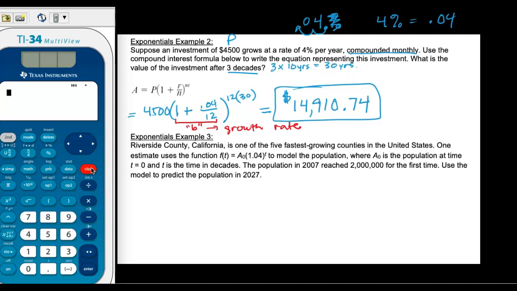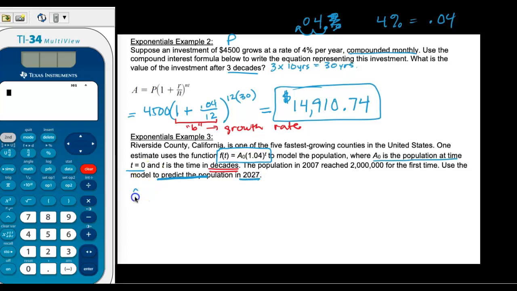Okay, so last example for exponentials. Riverside County, California is one of the 5 fastest growing counties in the US. One estimate uses the function f of t equals a sub 0 times 1.04 to the t to model the population. So a sub 0 is the population at time t equals 0, so kind of like when it starts, and t is time in decades. So be really careful when you're reading to acknowledge when they say things like decades, because sometimes that will throw people for a loop. The population in 2007 reached 2 million for the first time. Use the model to predict the population in 2027.